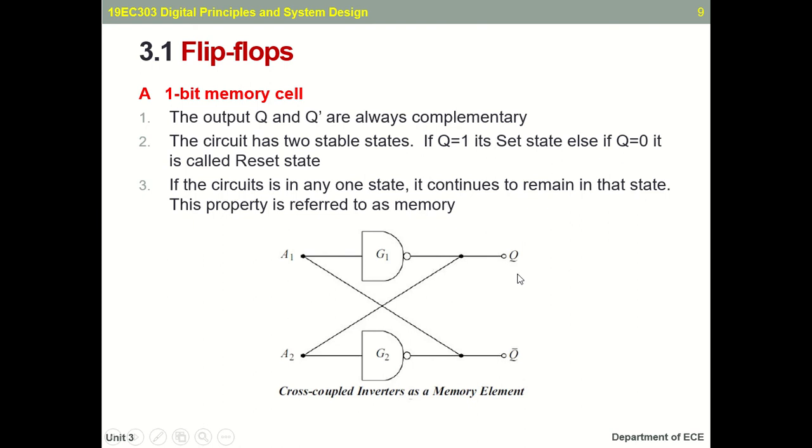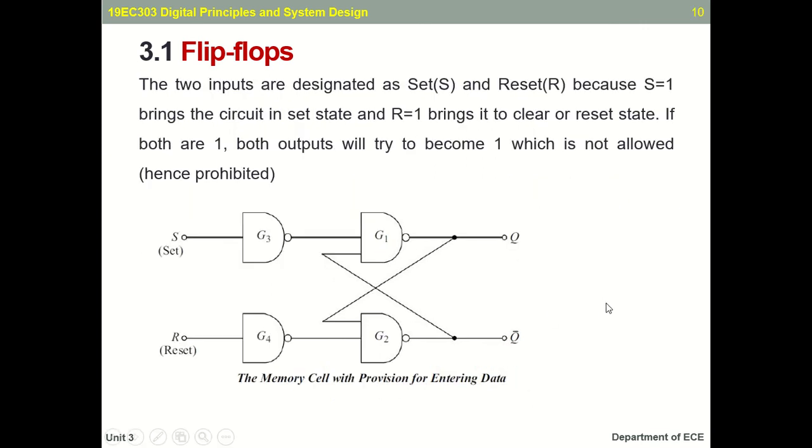If the circuit is in any one of the states, it will continue to remain in that state. For example, if it is in the set state, it will remain in the same state. If Q is equal to 0, it is the reset state, and it will remain in the same state. So if the circuit is in any one state, it continues to remain in that state. This property is referred to as the memory property.